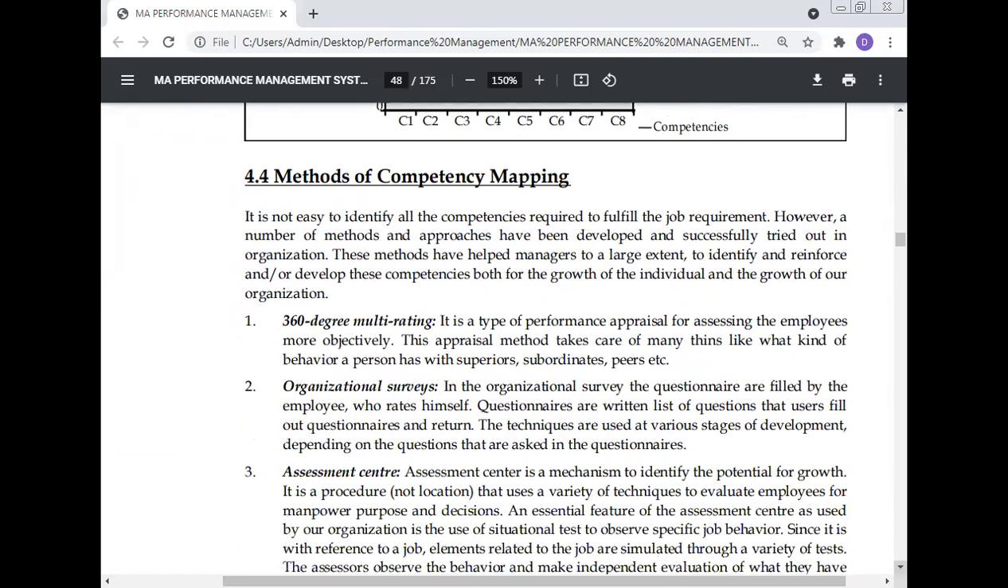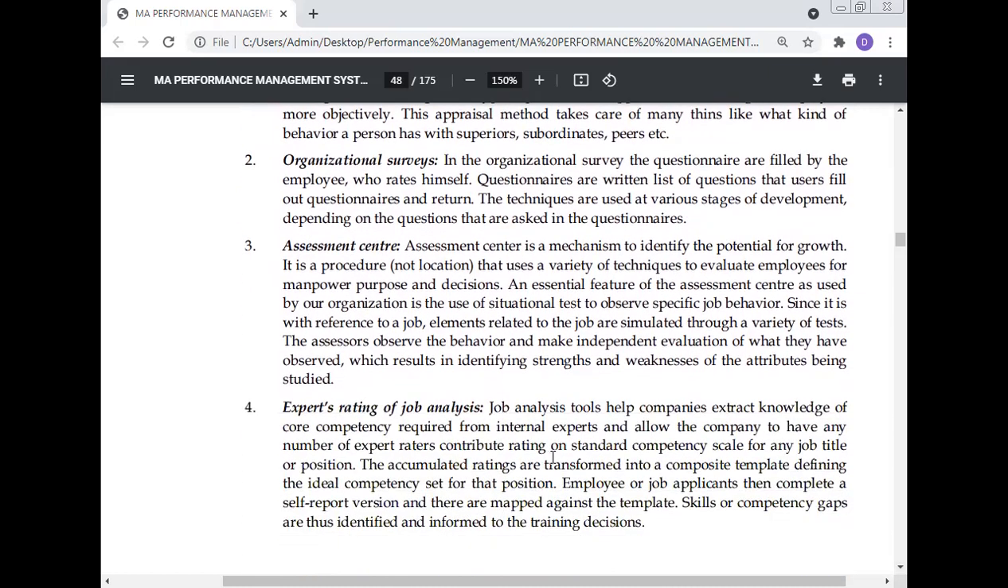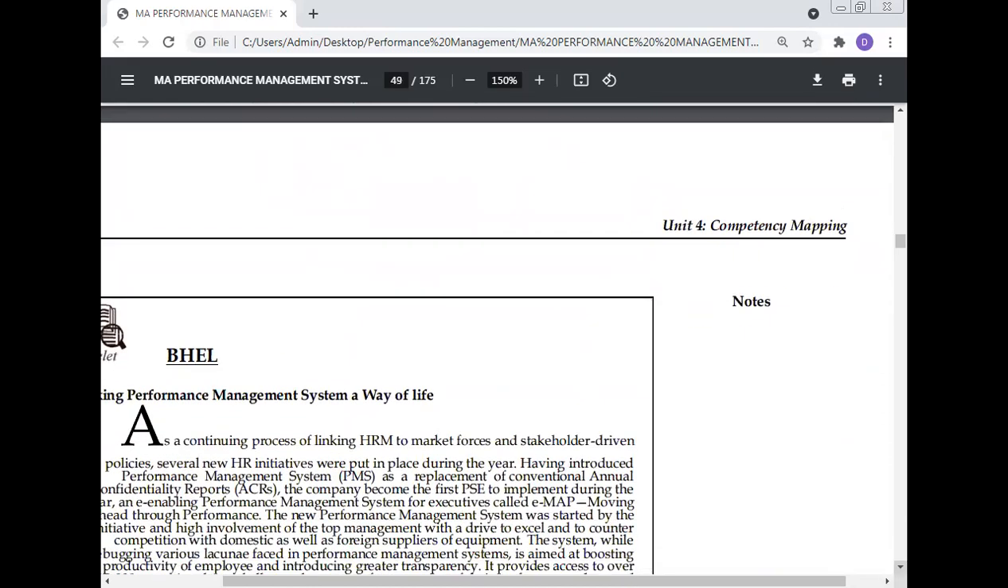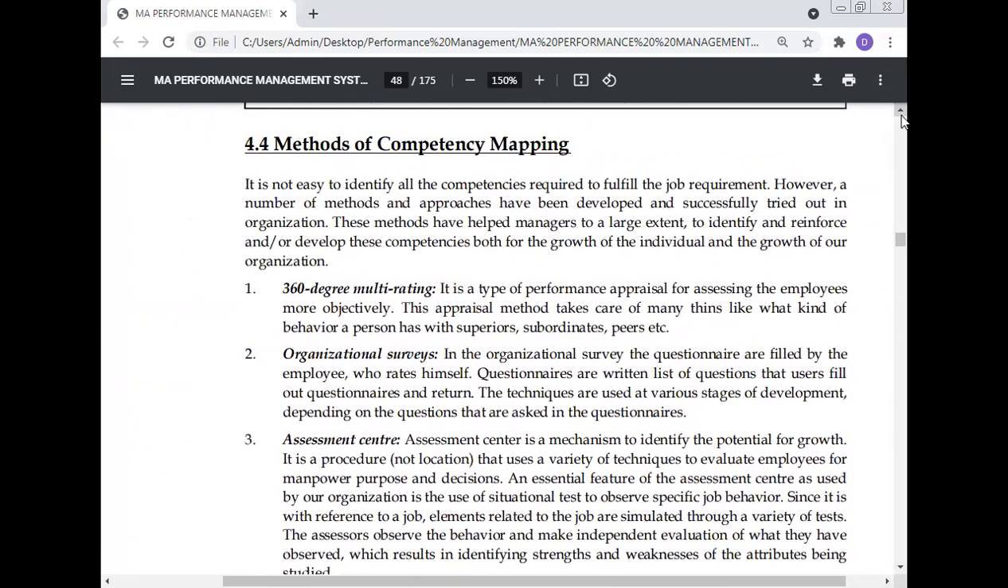Methods of the competency mapping. There are various methods of the competency mapping: 360-degree multi-rating, organizational surveys, assessment center, expert rating of the job analysis. These are the methods of the competency mapping.